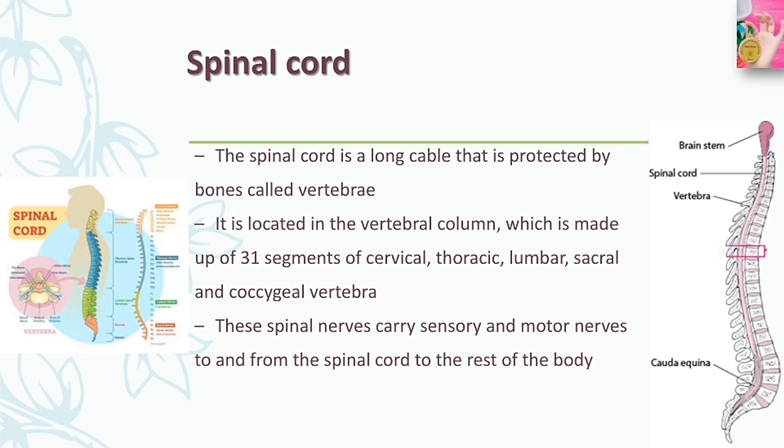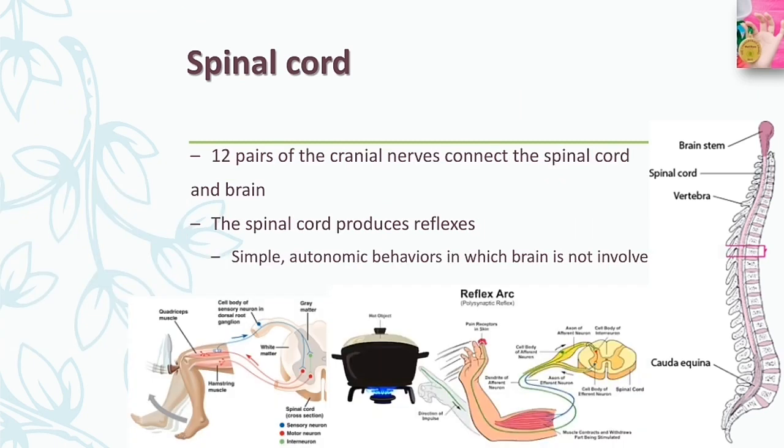The spinal cord is like a cable that is protected by bones called vertebrae, and it is located in the vertebral column, which is made up of 31 segments of the cervical, thoracic, lumbar, sacral, and coccygeal vertebrae. A pair of fibers exists from each of the segments of the spinal cord. The spinal nerves carry sensory and motor messages to and from the spinal cord to the rest of the body. Apart from the spinal nerves, 12 pairs of cranial nerves connect to the brain.